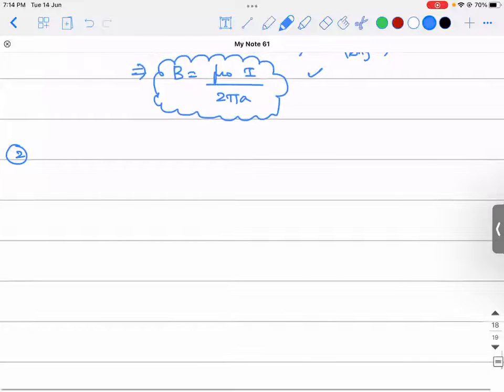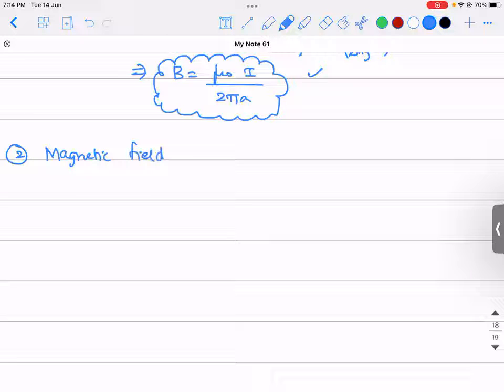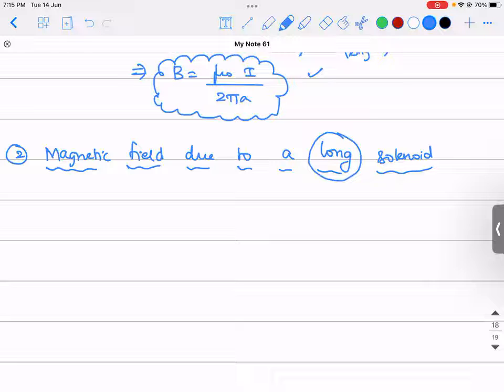Okay, so next is the magnetic field due to a long solenoid. Here, long literally means infinite length. So the magnetic field due to a long solenoid is what we are going to see now.